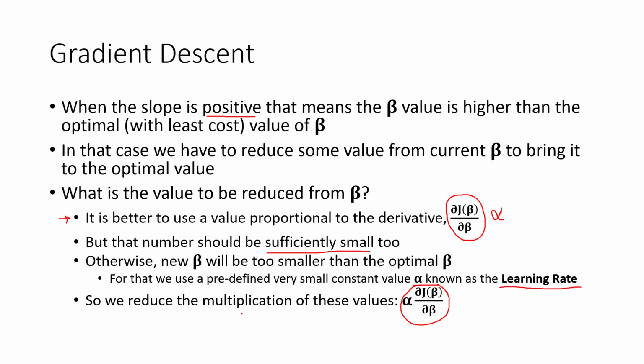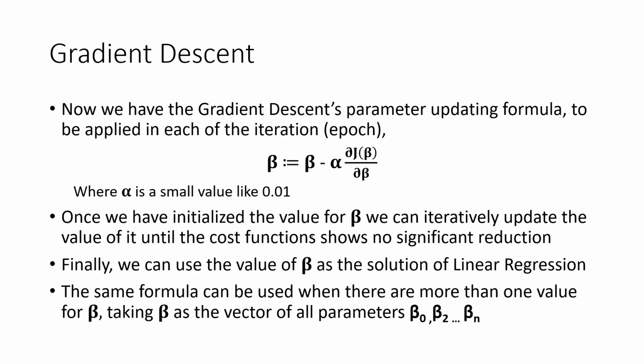So we reduce the multiplication of these values. This is the slope, and this is a constant which is a very small scalar value. Alpha is a smaller value like 0.01. Sometimes people take 0.05 as well. So 0.01, 0.05, some value like that can be used. You can select this value randomly, which means you can guess some value and use it, right?